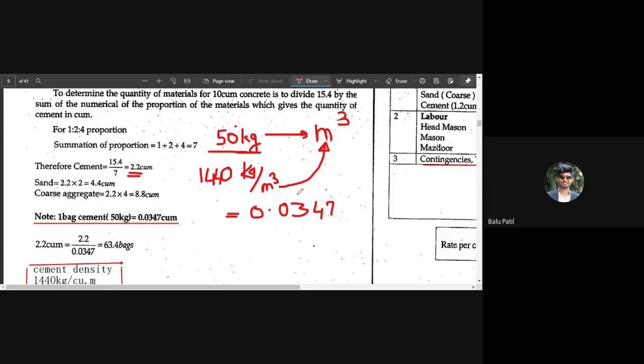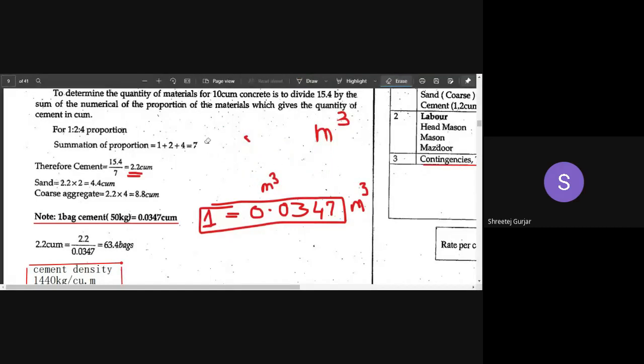0.0347. Okay, consider 7 also. You can consider 4 numbers after the decimal point. So this is what, in meter cube? The volume of cement in one bag of cement, the volume of cement in meter cube that is contained in a single bag of cement. Okay, so we know the value. Now what we can do is we can use this particular number.